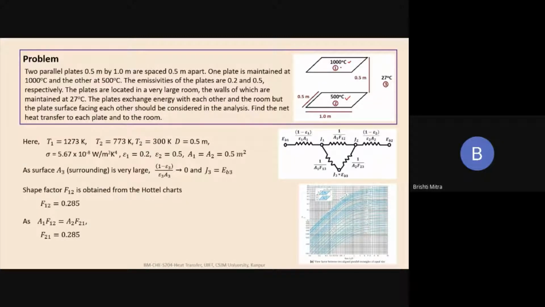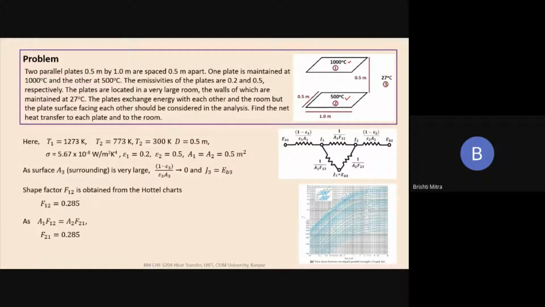Let us call this body 1 and let us call this body 2. The emissivities of the plates are 0.2 and 0.5. This epsilon 1 is equal to 0.2 and epsilon 2 is equal to 0.5. These plates are located in a very large room, the walls of which are maintained at 27 degrees centigrade. The temperature of the walls of that room is 27 degrees centigrade.